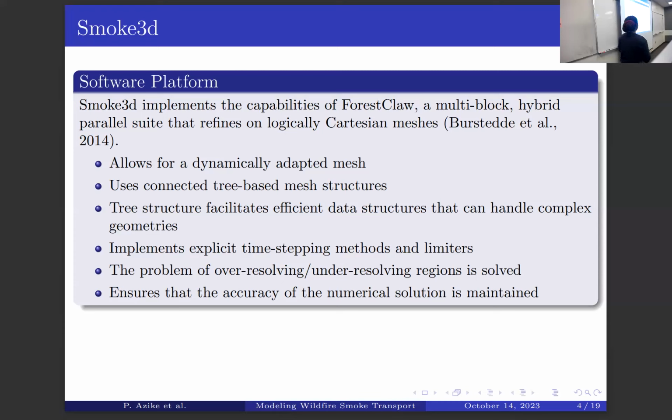These tree structures facilitate efficient data structures that can handle complex geometries as well as parallelism, which makes them suitable for large-scale simulations. With ForestClaw, explicit time-stepping methods are implemented, as well as limiters, which help to suppress oscillations that arise in the solution. And because AMR targets the sensitive locations on the domain where the solution exists, instead of searching around for it, the problem of over-resolving or under-resolving those regions is solved, ensuring accuracy while being computationally cost-effective.